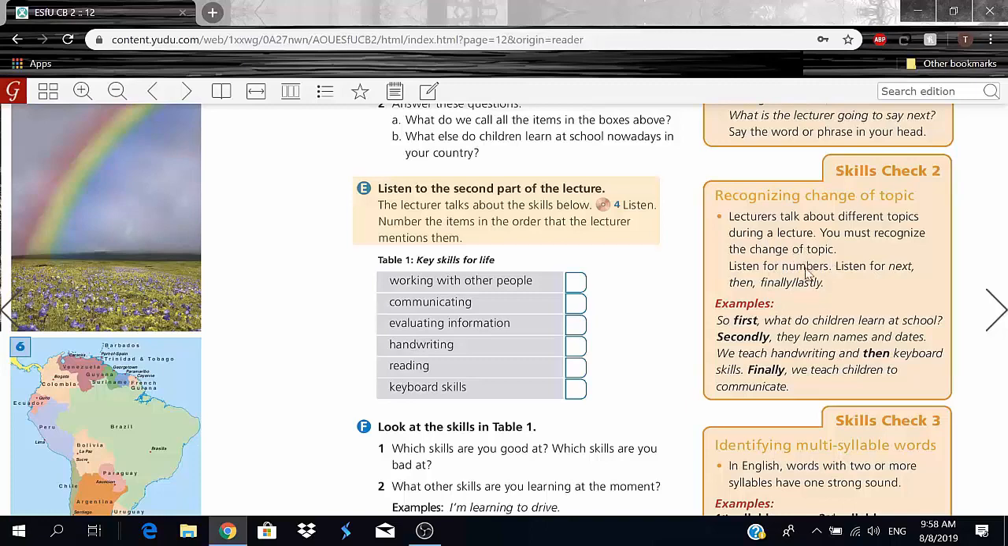Okay, numbers indicate that either a change of topic is coming up or some really valuable information is about to be said. And here we have: listen for words that indicate a change of topic, such as next, finally, lastly, then. Okay, so here we have simple examples, and this is not the kind of change of topic I was really talking about, but it does give a certain indication.